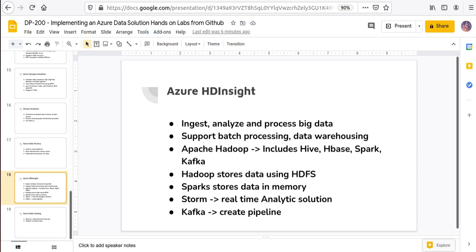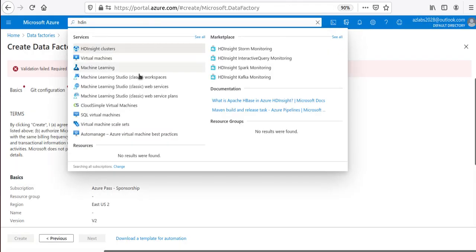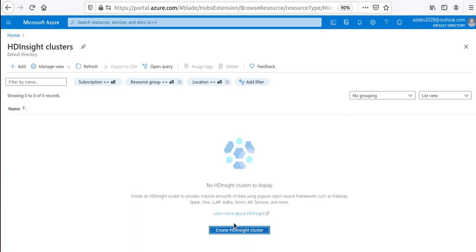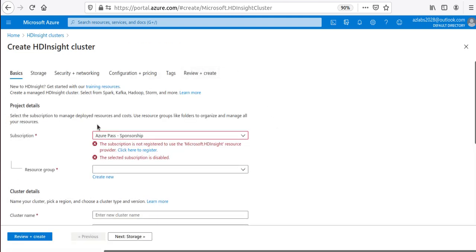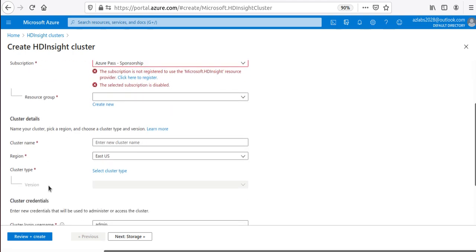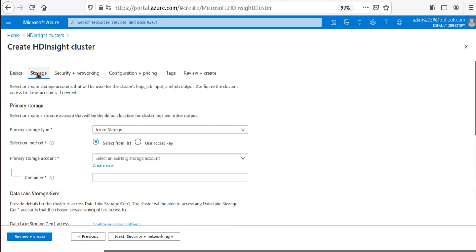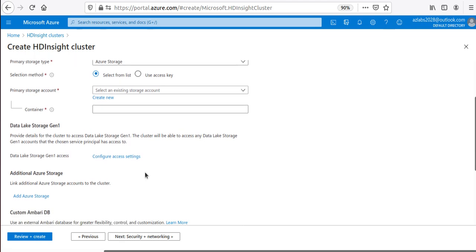Let's take a quick look at HDInsight. HDInsight clusters. So again, if you go there and try to create one, let's look at how difficult it is. This one is also a little bit more involved. So again, you have to provide the cluster name, cluster credential, and over here you have to determine what storage account you're going to use, and select a primary storage account, a container, and Data Lake Storage Gen1 access. You have to configure that.